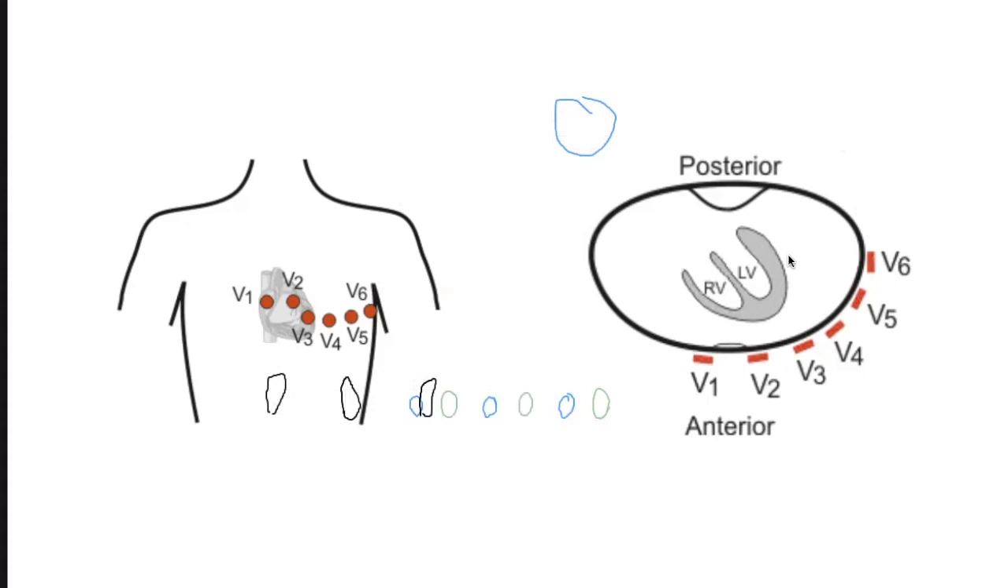You can do this on different leads. There's nothing particular. All of them will show a different thing, it's just going to be different directions. V1 seems the easiest.